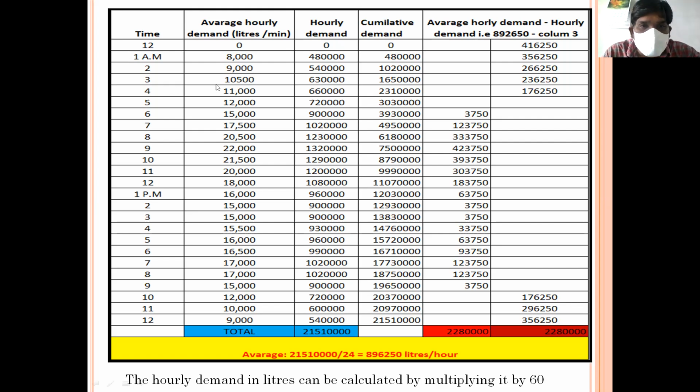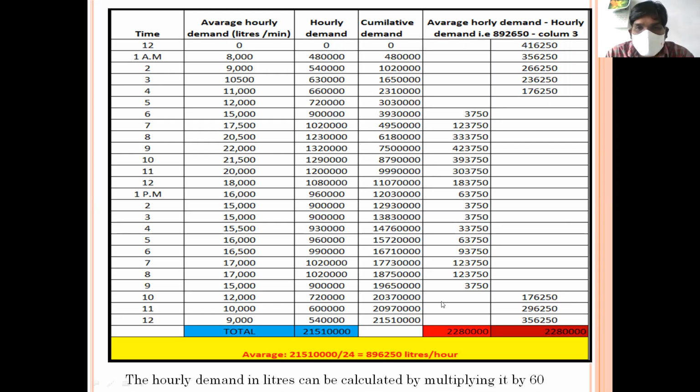By the time we reach 3 o'clock, the total required is 16,50,000. Understand? Likewise, this is excessive demand. The average pumping is 8,96,250 and the average required is 9 lakhs. Still we are in need of 3,750 liters. Understand? This is about these three columns, now we form.